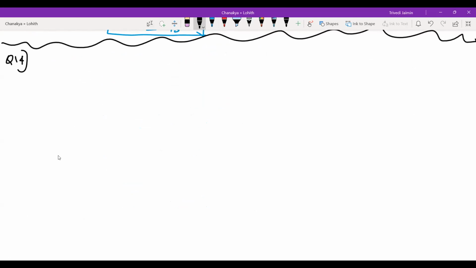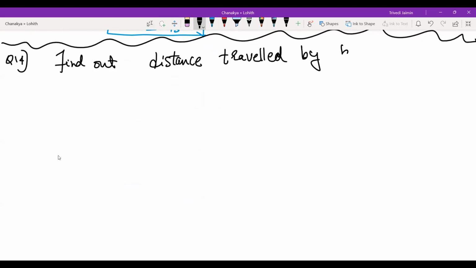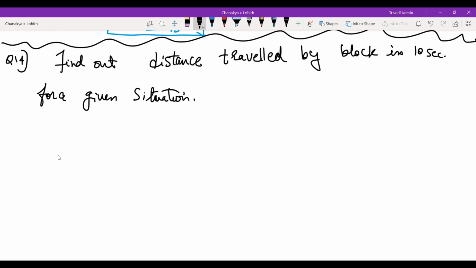Question 14, right? Find out the distance traveled by a block in 10 seconds for the given situation. So what they're saying is, find out the distance traveled by a block in 10 seconds.